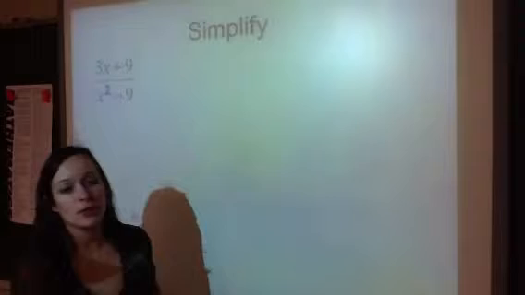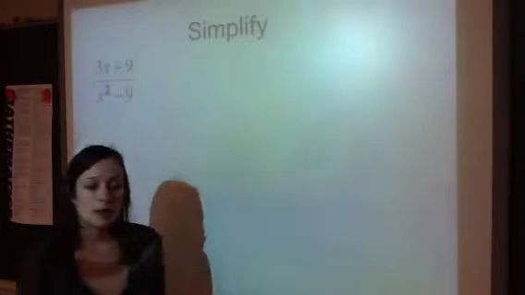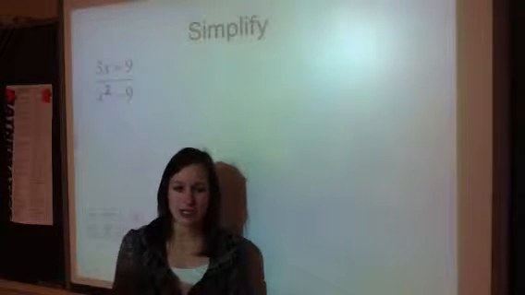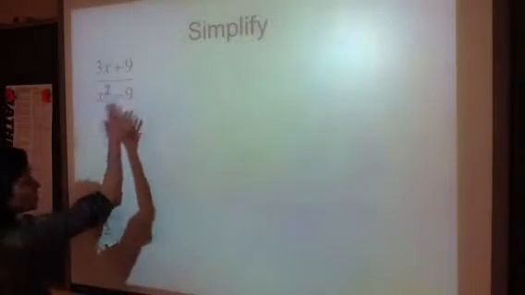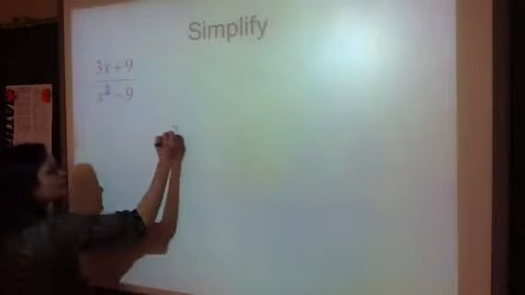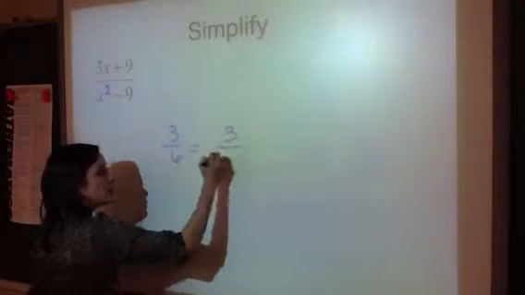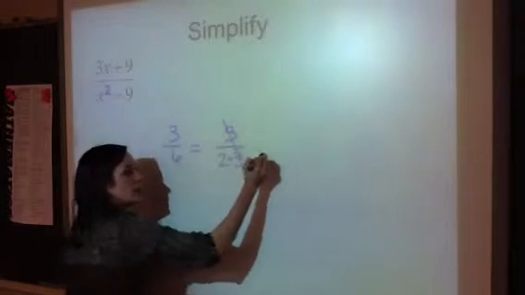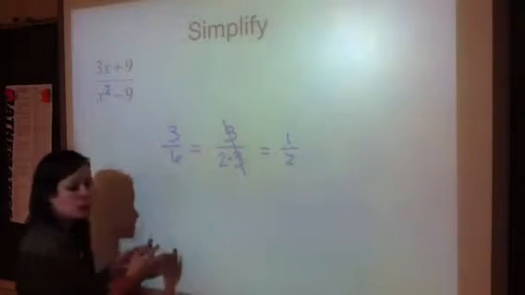The next part of the unit is applying your factoring skills. What we're going to be doing is adding, subtracting, multiplying, and dividing fractions that have x in them. So here, we're just going to simplify the fraction. Before, when you had 3 over 6, that was the same thing as 3 over 2 times 3. So your 3's would cancel, and you end up reducing to 1/2, because you would divide each part by 3.